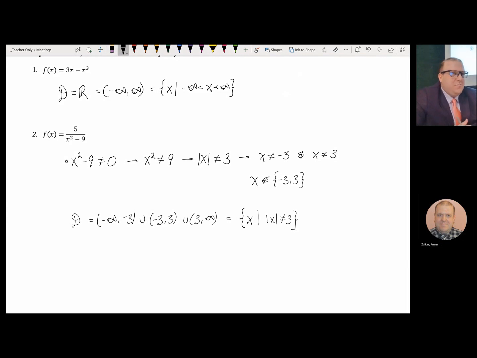Interval notation is most common. You'll probably see that the most. But if you're removing, say, 8 elements, set builder is probably easier to write.